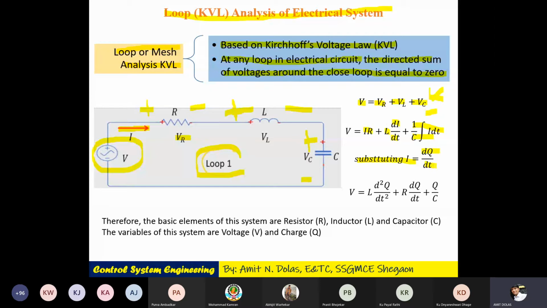So here the rate of change of charge, because voltage and charge we need. So V will be equal to L into d square q by dt square plus R into dq by dt plus q by C. So this is the final form of this electrical model. This equation is the final form.